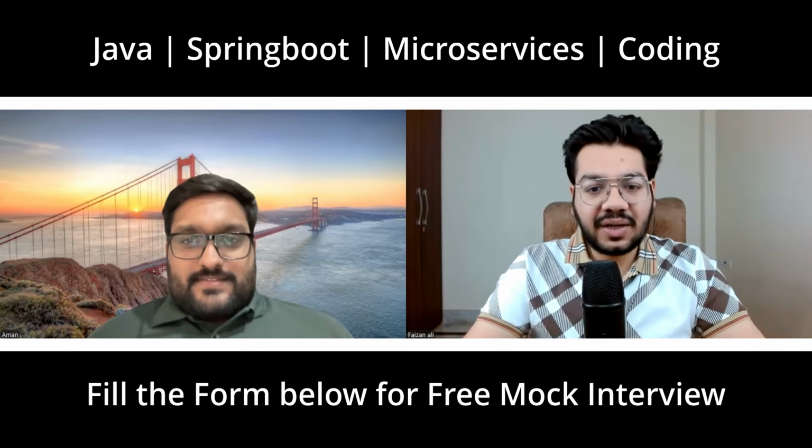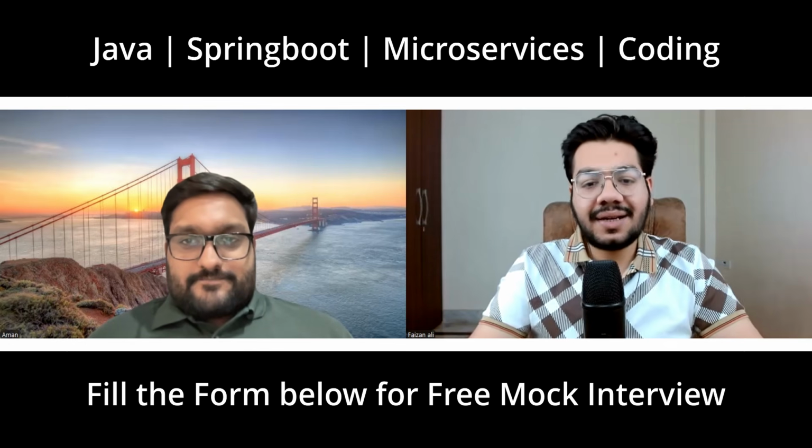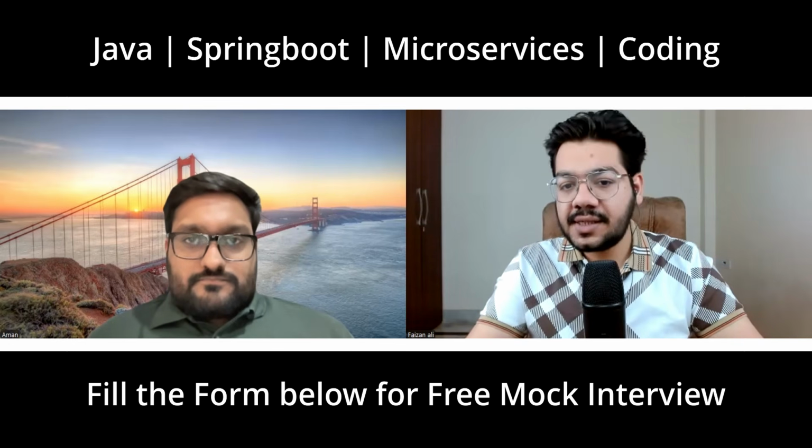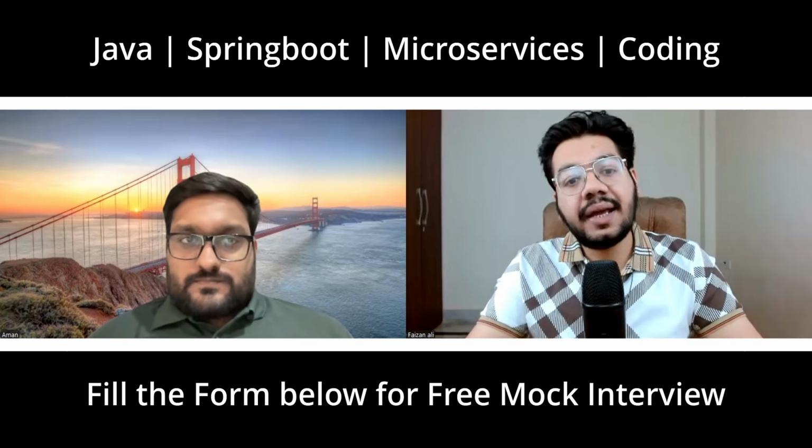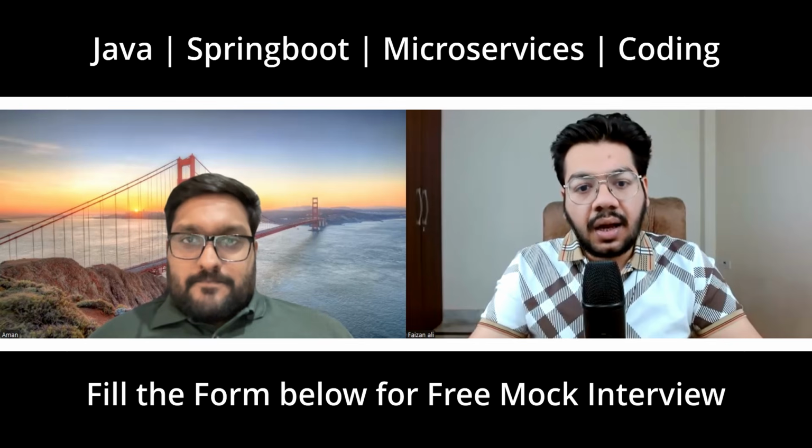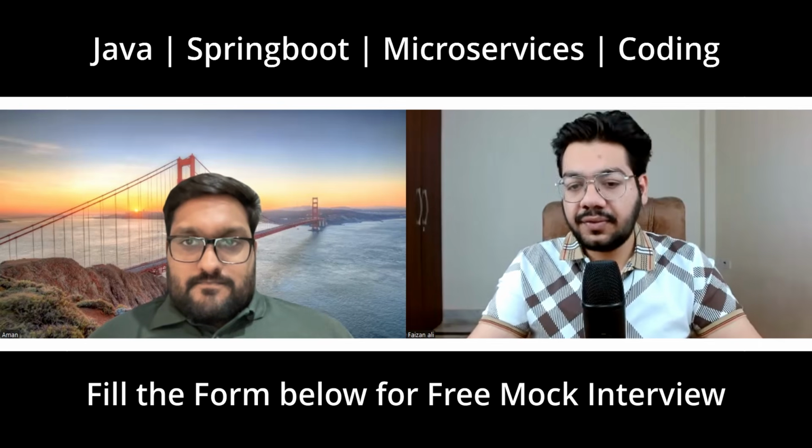Now moving to our interview. So Aman, let's say you have a REST API receiving 2000 requests per second. Each request performs a DB call and an external API call. How would you improve the performance?